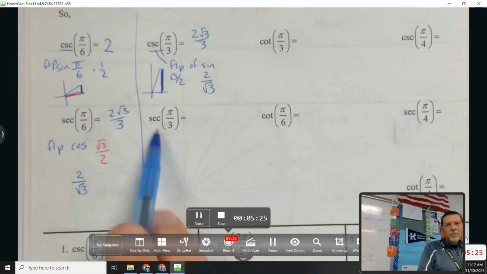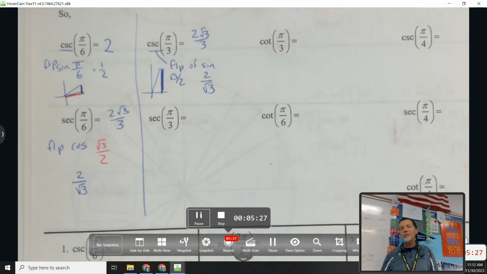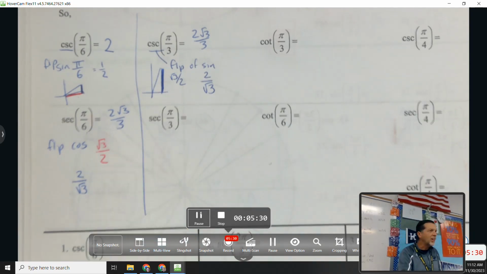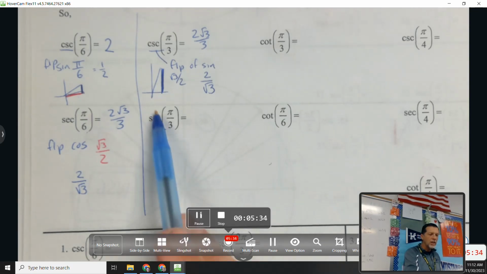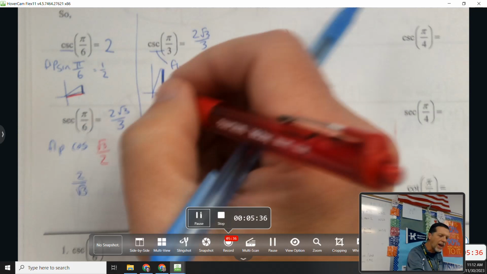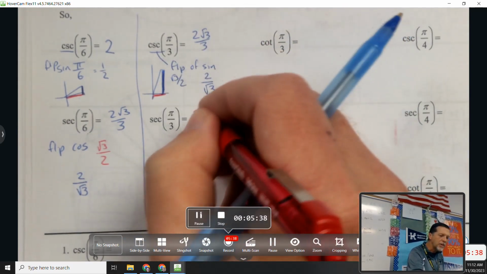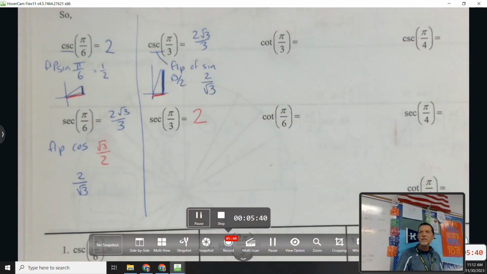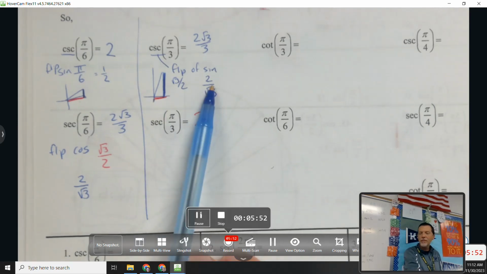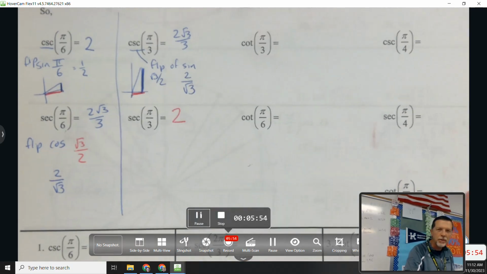And again, at some point you stop drawing pictures and writing flips. You just see secant and your brain thinks, okay, flip the cosine. Pi over 3. Cosine of pi over 3 is a half. And if I flip that over, I get 2. And so hopefully it starts to speed up. And obviously the more familiar you are with the unit circle, the faster they go. It's not a race, but we also don't want to take forever and draw out every picture and write out every single step.